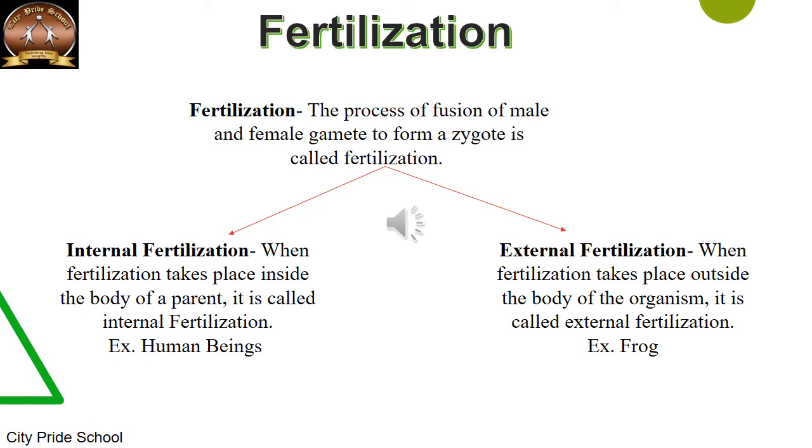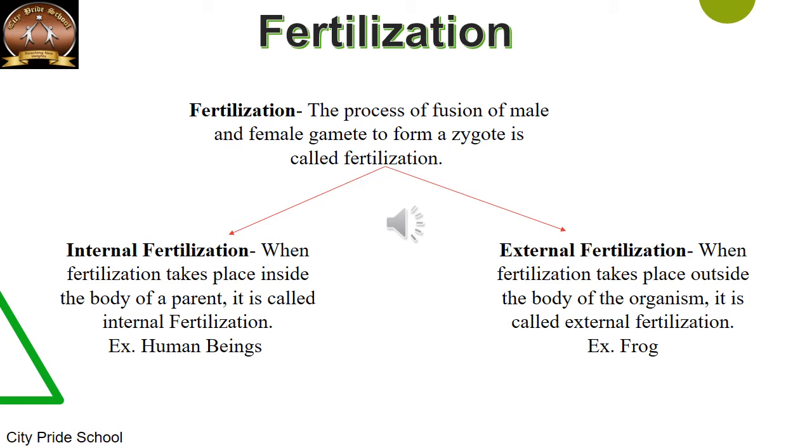So we discussed fertilization as the process of fusion of male and female gametes to form a zygote. But this fertilization could be of two types, either internal fertilization or external fertilization. As the name suggests, in internal fertilization, the male releases the sperms in the genital tract of the female, and then fertilization happens internally.